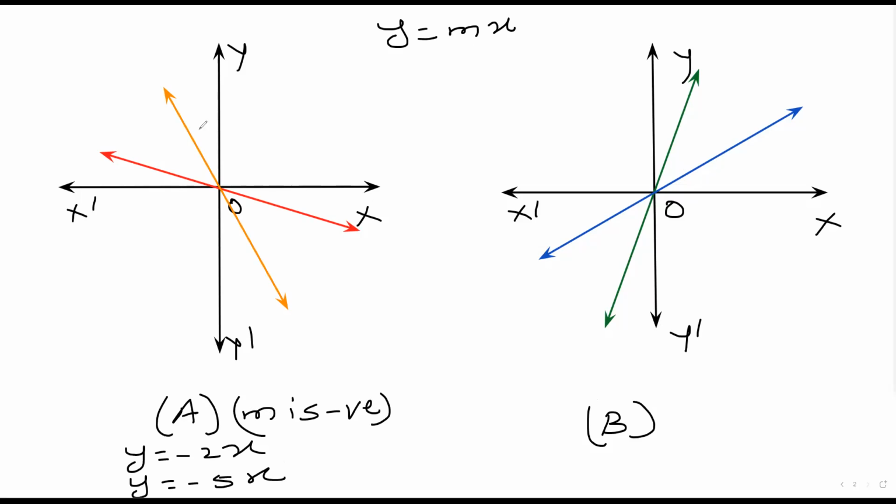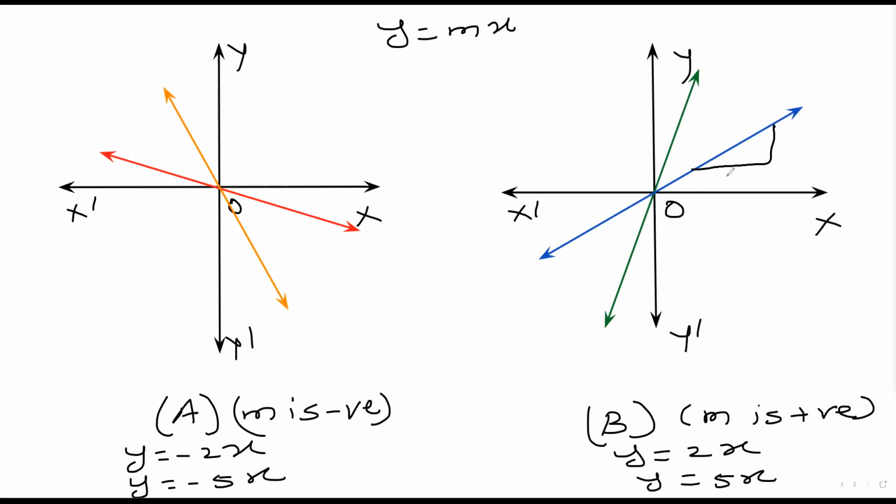I have drawn two lines, one with orange and one with red. We'll see the difference again. Here also, these are two green and blue lines. Here, we can say m is positive, for instance, y is equal to 2x and y is equal to 5x. Why did I draw blue and green? See, the slope of the blue line is less than the slope of the green line.